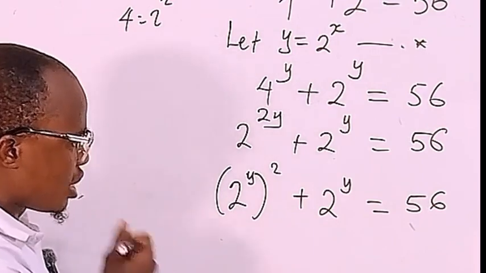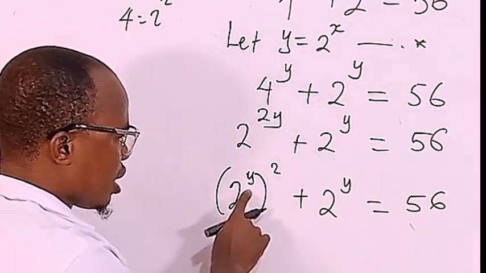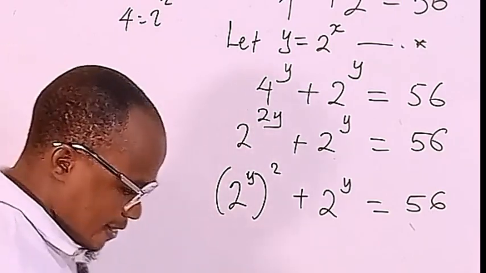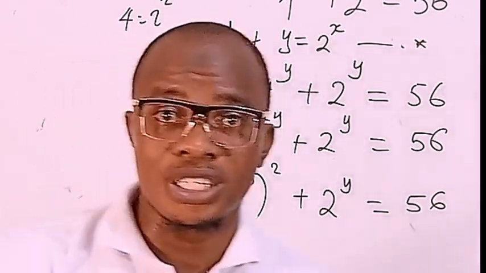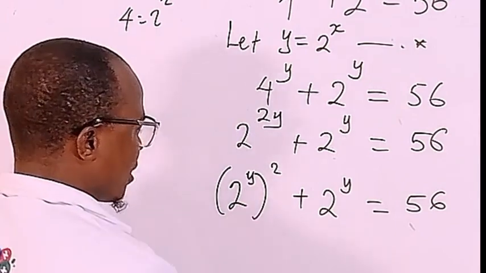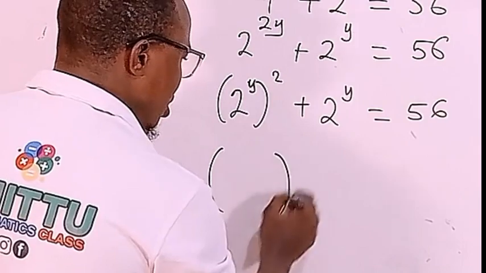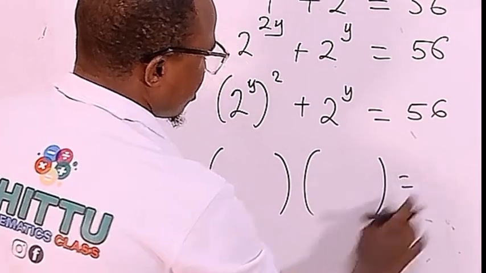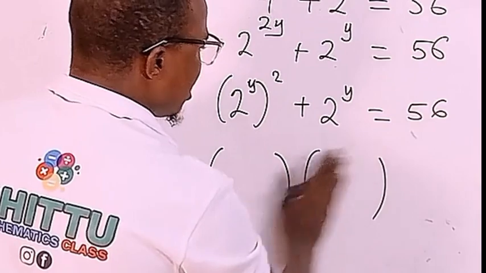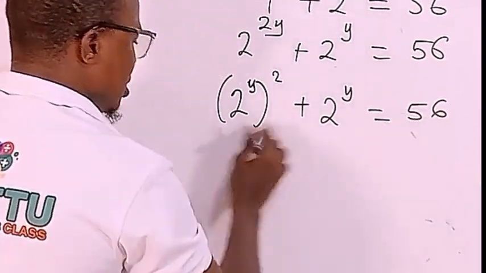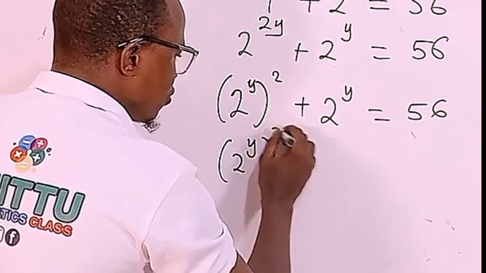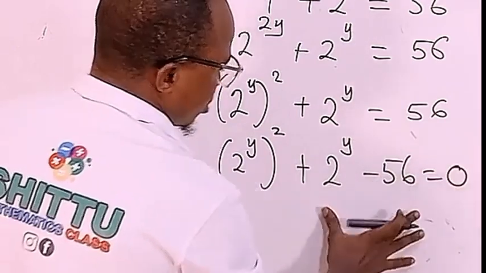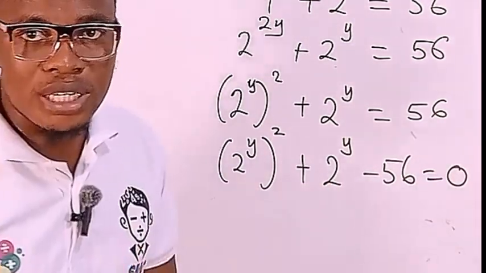Another thing here is that we have 2 to the power of y here and 2 to the power of y here. This is a quadratic equation in terms of 2 to the power of y. So we can take this inside: 2 to the power of y, all squared, plus 2 to the power of y, minus 56 equals 0, which is the standard form of a quadratic equation.